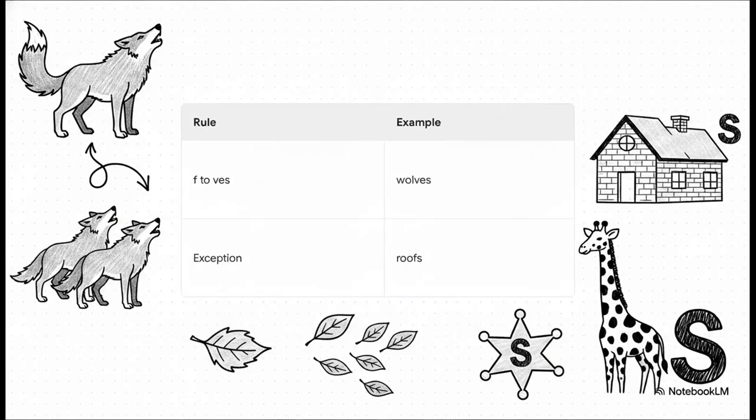And don't even get me started on the F sounds. They shift around a lot when we go plural. Often, if a noun ends in F, we change it to a V and add ES. So wolf becomes wolves. Leaf becomes leaves. But because English grammar loves a curveball, watch out for stubborn exceptions like roofs or sheriffs, which just take an S. Even the word giraffe ends in FE, but just takes an S to become giraffes.